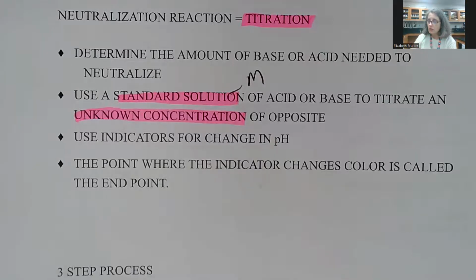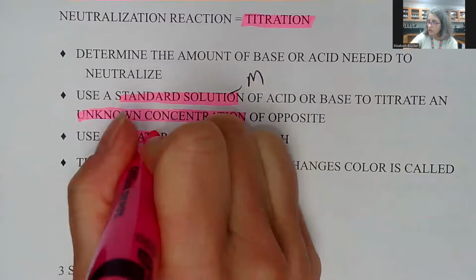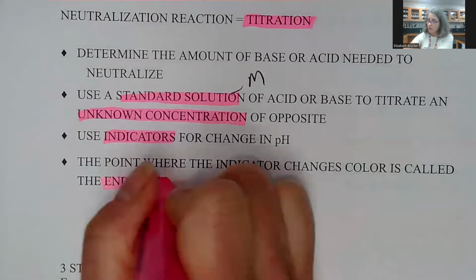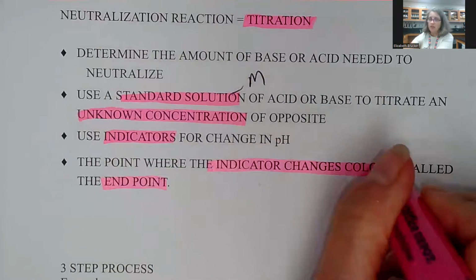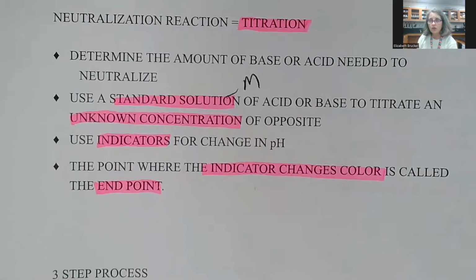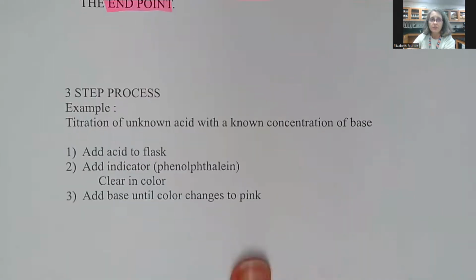For a titration, you generally use what we call indicators to see a change in pH. And so that is technically what we call your endpoint. Okay, the point where the indicator changes color is called its endpoint. Okay, so with this neutralization titration, there's usually a step-by-step process. I'm just going to generally go over it, and then there's going to be some videos that you're going to be watching about titrations. But we call it a 3-step process.